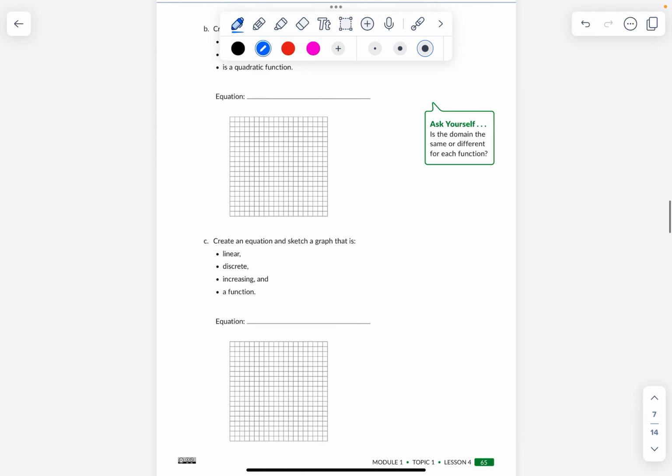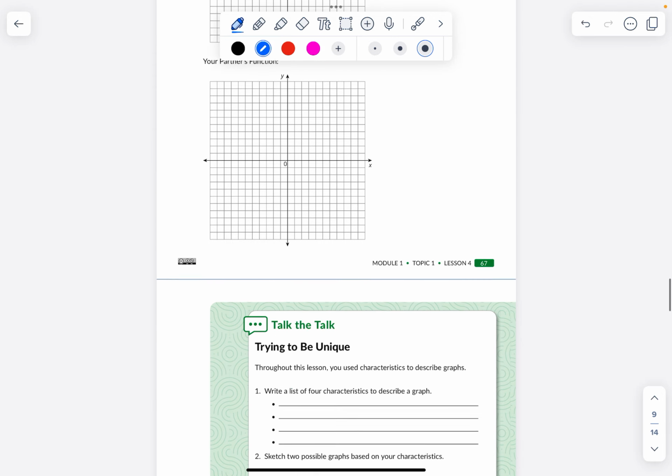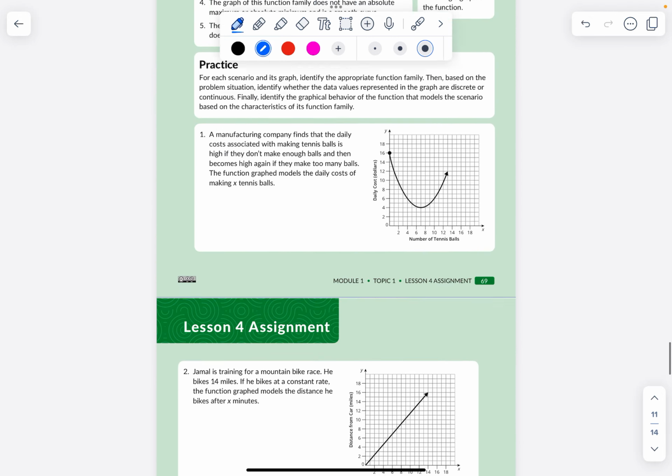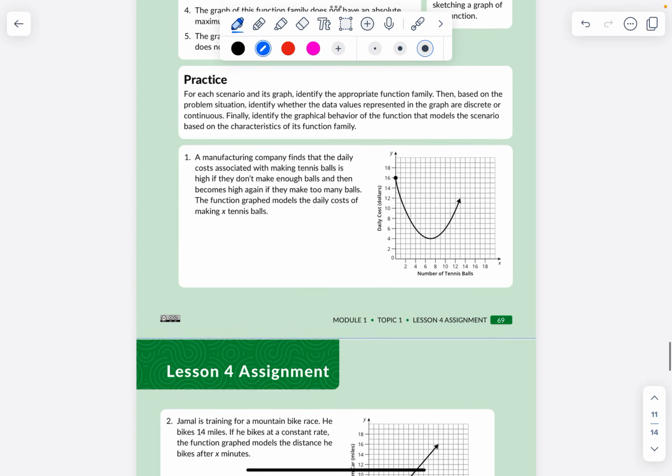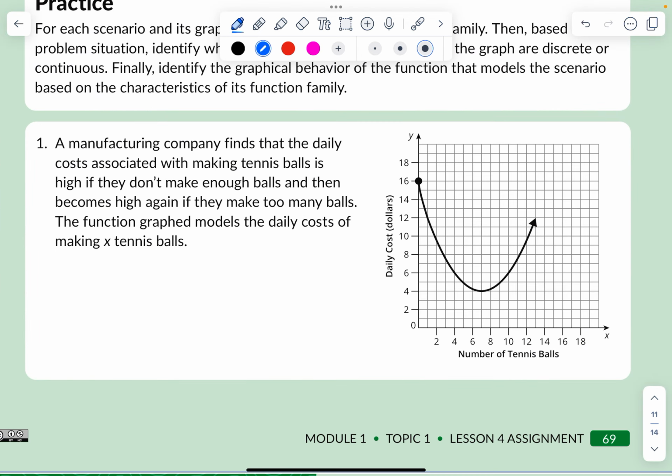So let me see if I can find one in here. Okay. This is a really good one that we're going to do domain and range on. So I'm on page 69. So if I want to do the domain, okay, first of all, this is a quadratic. Can everybody see that this looks like a quadratic? I can see it has an absolute minimum. Looks like its absolute minimum is right here at 4.